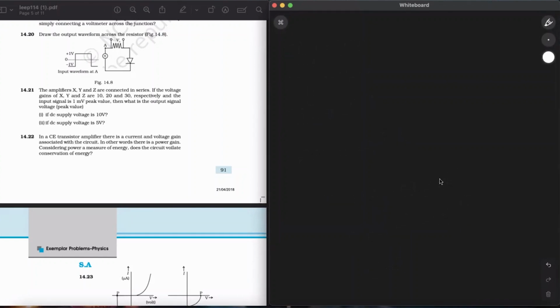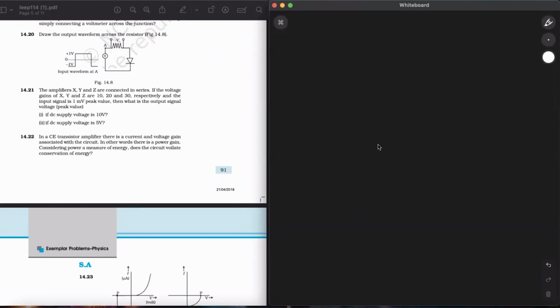In question number 22, in a CE transistor amplifier, there is a current and voltage gain associated with the circuit. In other words, there is a power gain. Considering power a measure of energy, does the circuit violate conservation of energy? So, the different gains in a CE transistor amplifier.